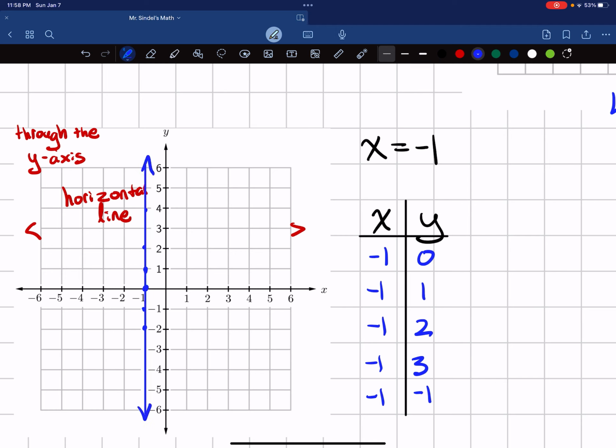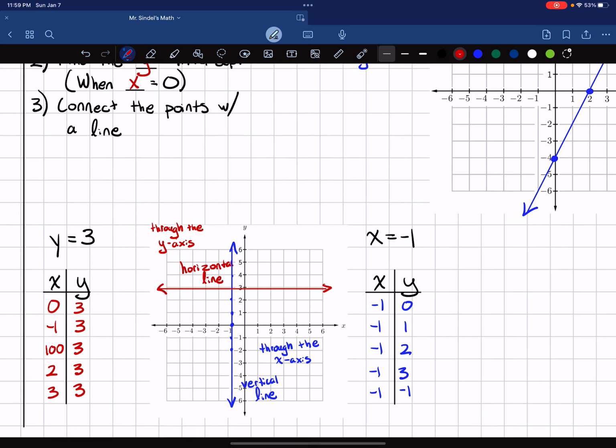So this one is a vertical line, and another way of saying that is it goes through the x-axis. So I don't know why that line went away there, but let me go ahead and regraph that horizontal line here.